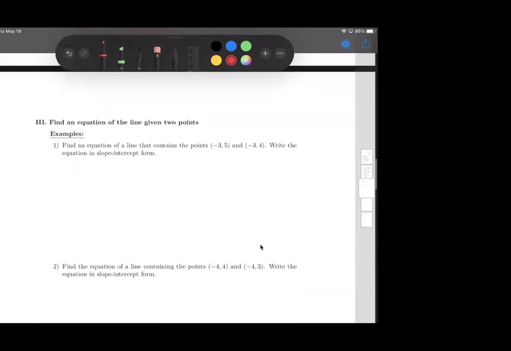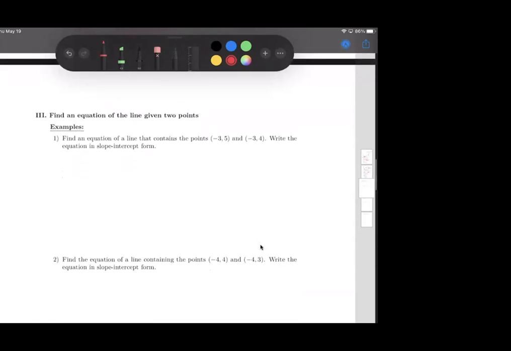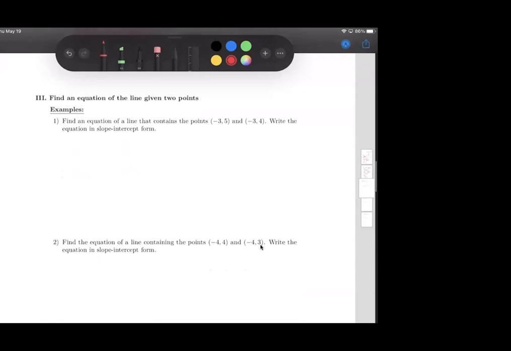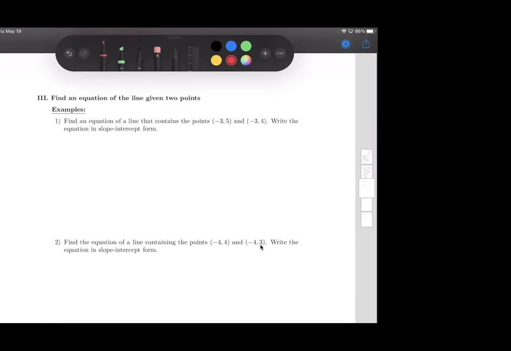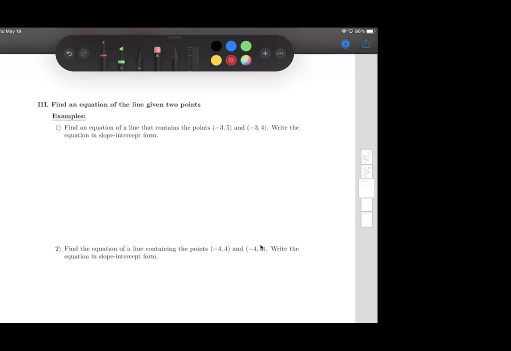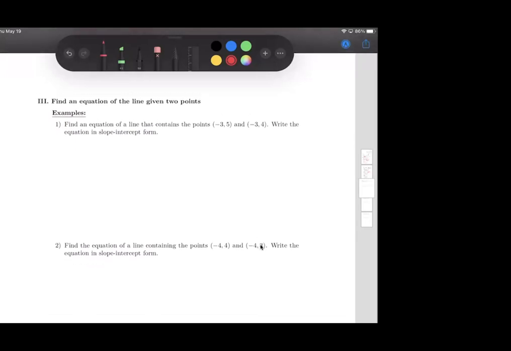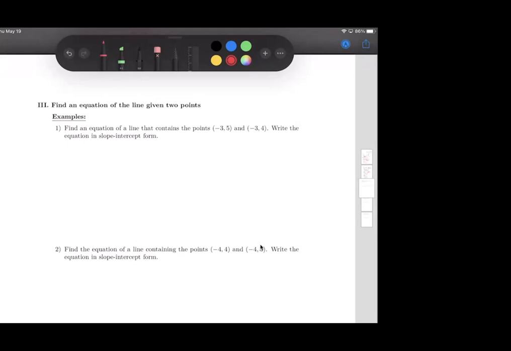The third one is find an equation. In this lecture, you're going to have a bunch of ways of finding an equation, depending on what I'm giving you. But the point is you always need 3 things: a slope, a point, and the slope-intercept or point-slope form. All you have to remember is those 3 things. So find an equation where a line contains the points. Here I just give you 2 points.